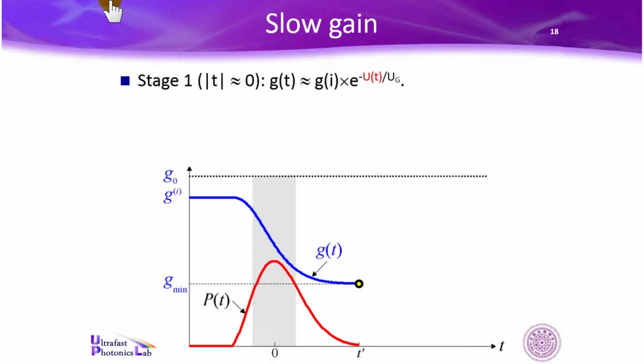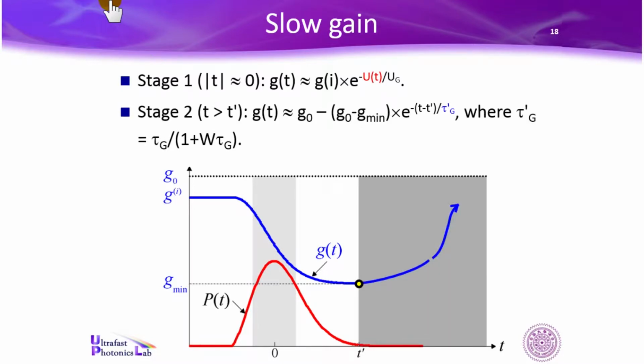So roughly like this. Around the pulse peak, the gain saturation curve is a monotonically decreasing curve, because even passing through the pulse peak, the energy continues to be accumulated. So the saturation continues. It's not like the fast saturable absorber. The pulse peak corresponds to the minimal loss. So this is the signature of slow saturable absorber or slow gain medium.